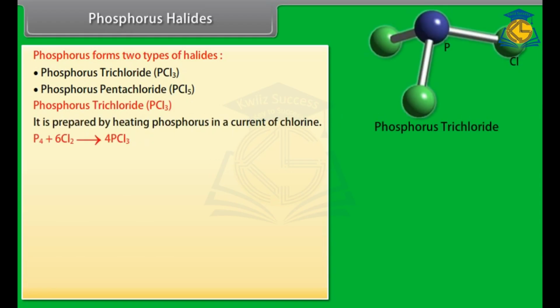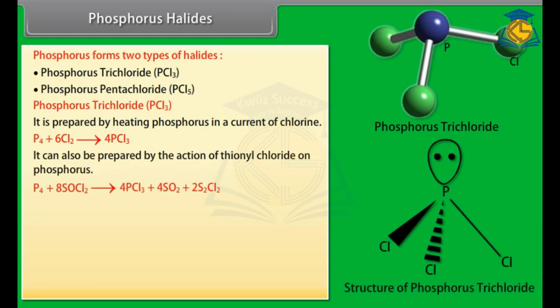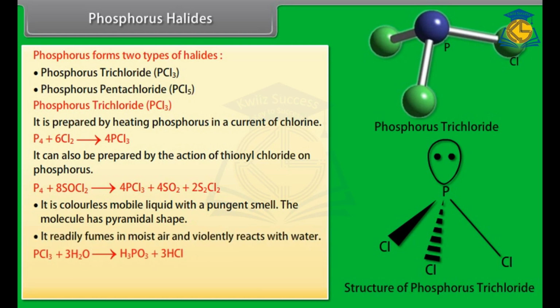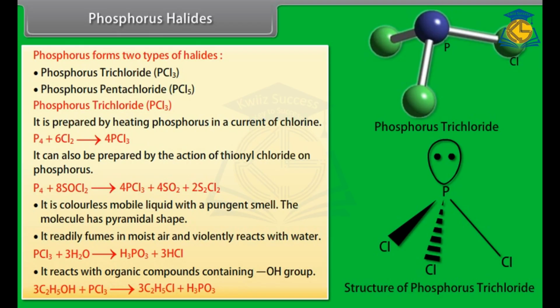It is prepared by heating phosphorus in a current of chlorine. It can also be prepared by the action of thionyl chloride on phosphorus. It is a colorless mobile liquid with a pungent smell. The molecule has pyramidal shape. It readily fumes in moist air and violently reacts with water. It reacts with organic compounds containing OH group.